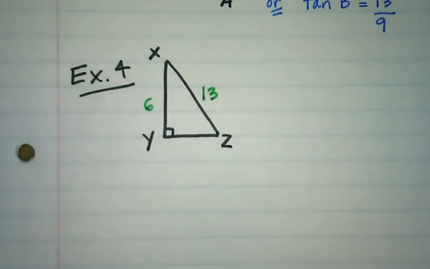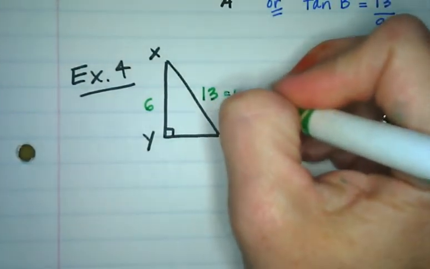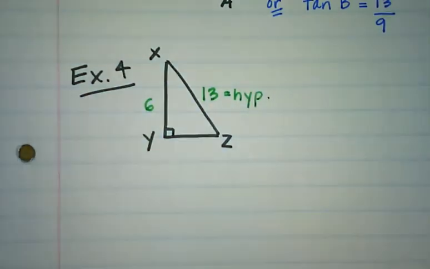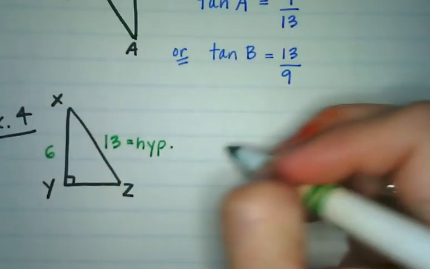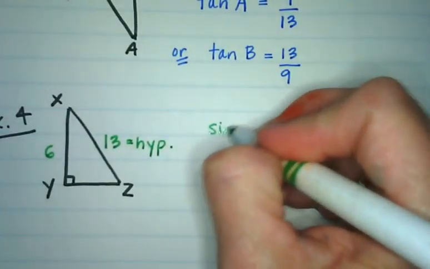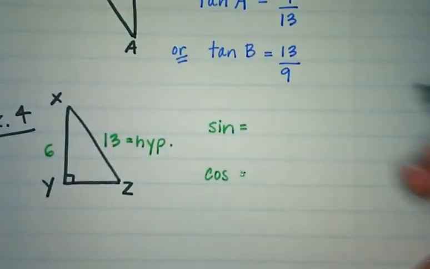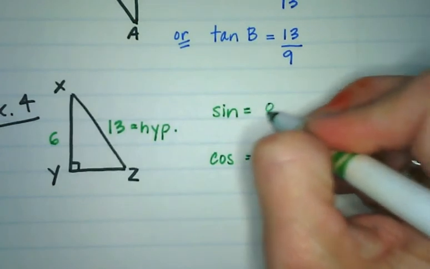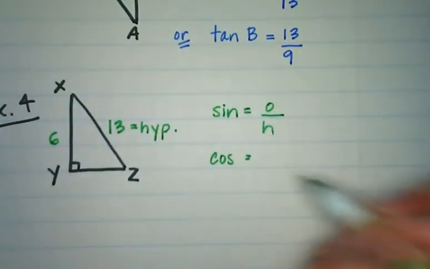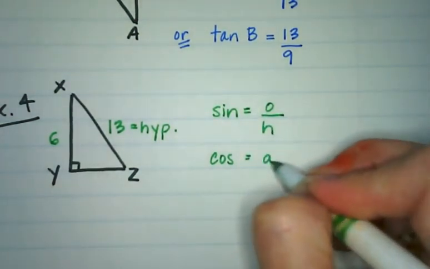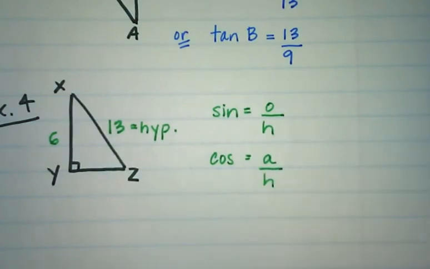We know the hypotenuse, so we know that this one right here is the hypotenuse. That tells me that we could use the sine function or the cosine function. If we were using the sine function, it's going to be opposite over hypotenuse. If we're using cosine, it's going to be adjacent over hypotenuse. And it doesn't matter, so we'll do both.